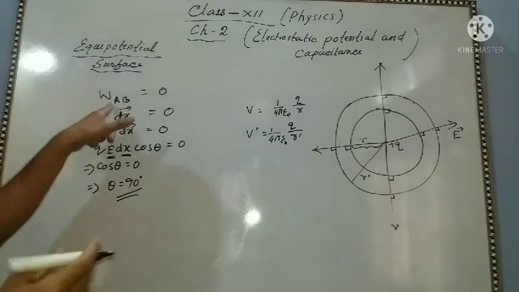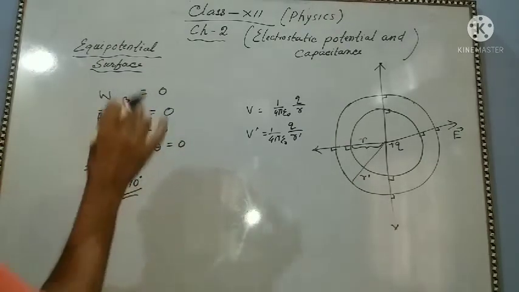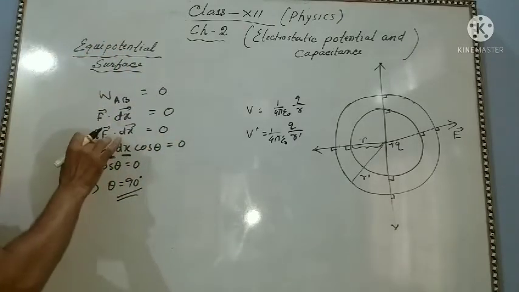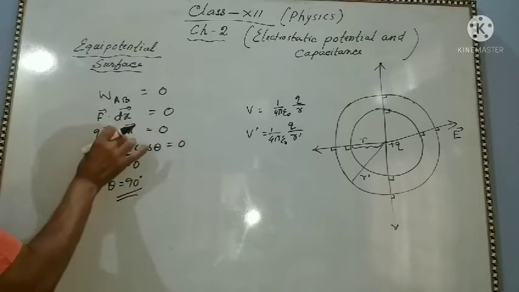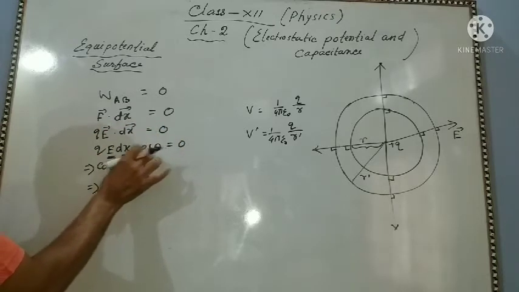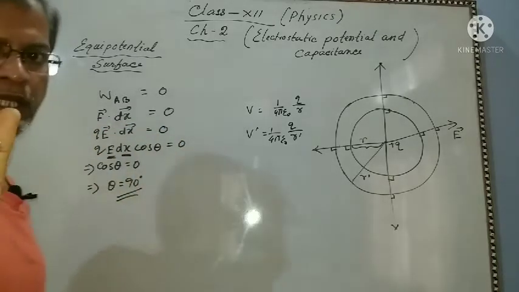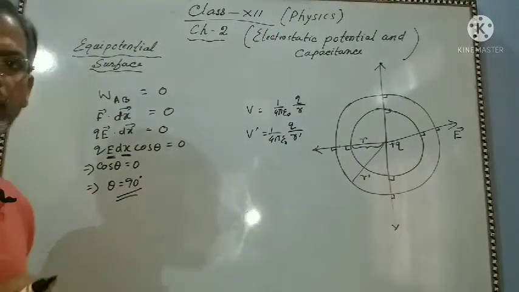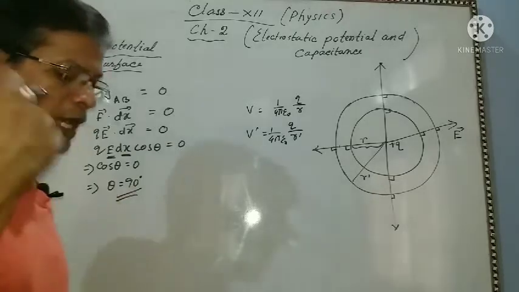Work done from A to B is 0. Suppose AB is dx. F is equal to Q into E, so this dot product gives cos theta. So cos theta equals 0. The value of cos 90 is 0. So theta equals 90 degree. Clear?